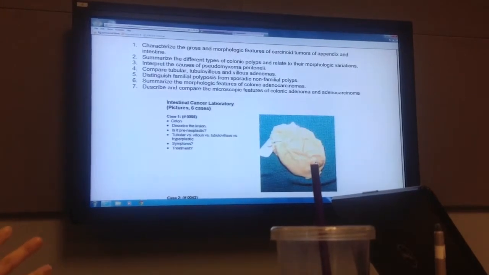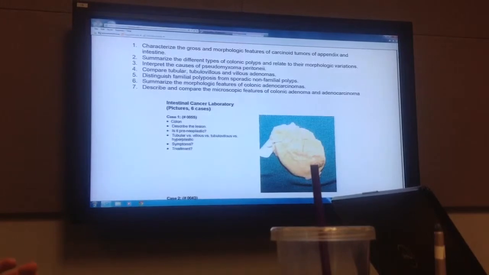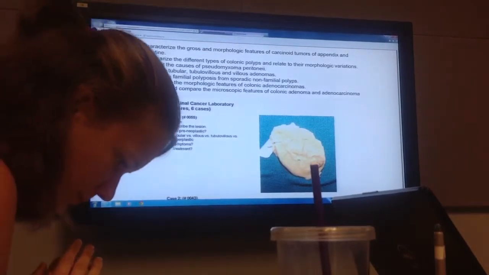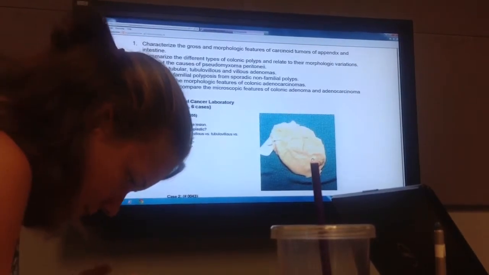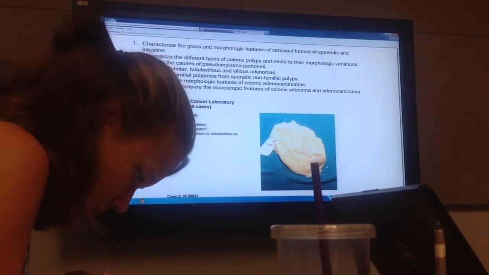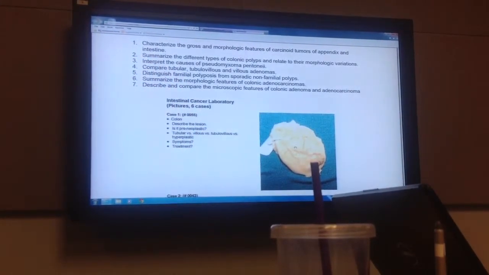without a stalk. Okay. And just from looking at it at this power, it looks kind of similar in color to this uninvolved mucosa, right? So as far as we can tell grossly, it doesn't appear to be horribly ulcerated or anything like that.